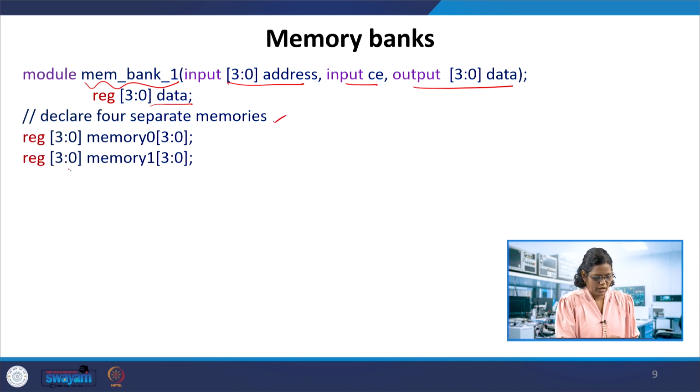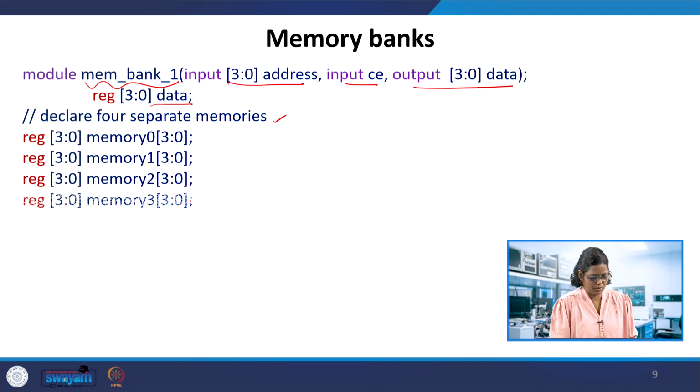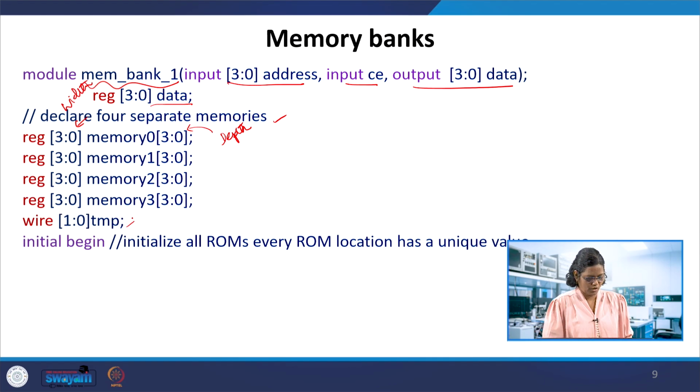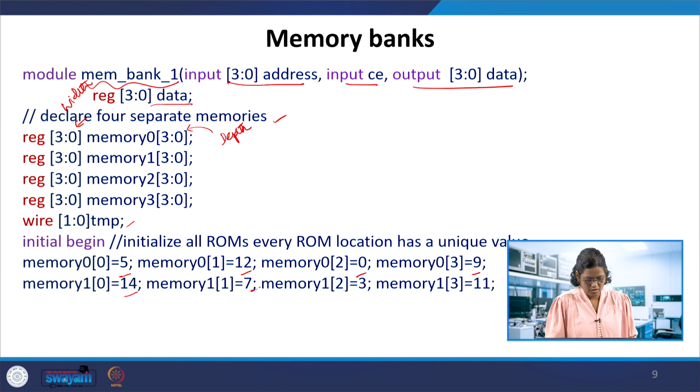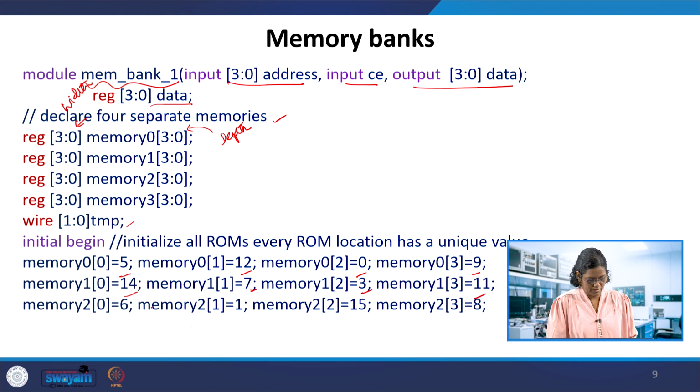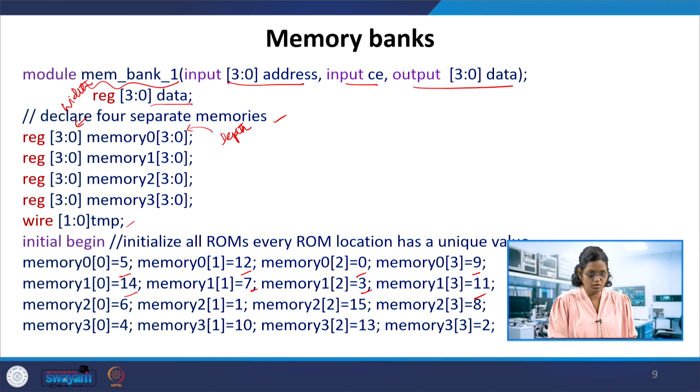Again, declare 4 separate memories: memory 0, memory 1, memory 2, and memory 3. We need to keep all 4 memories in mind. This is giving the depth, and this is giving the width of the memory. Then wire temp. Now initialize the values, whatever values you need. We have used the same data that was stored in the previous example, for locations 0, 1, 2, and 3.